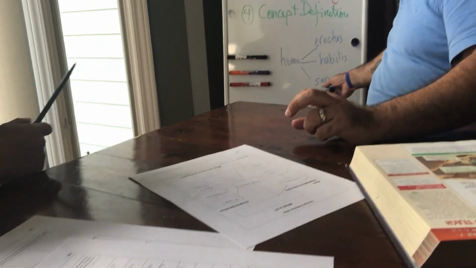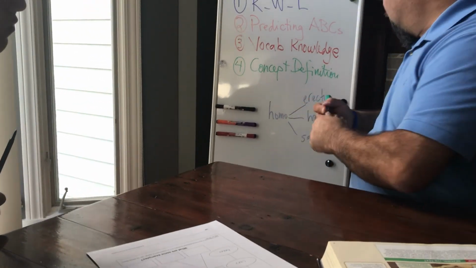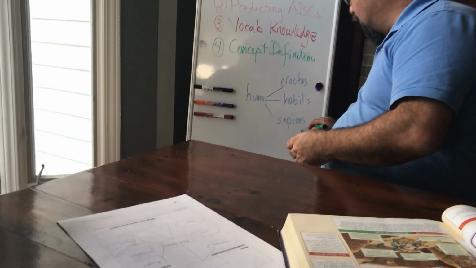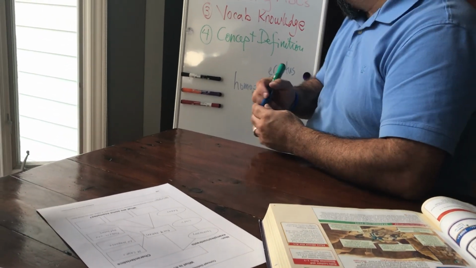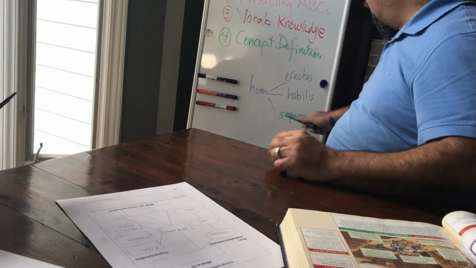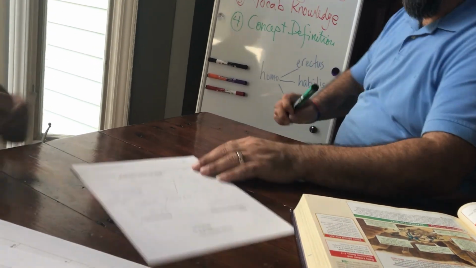And Homo sapien are us. We are about 200,000 years old. Compared to them, we are a very, very young species. So these are the Homo groups. I would like you to write these 3 names in these 3 boxes.